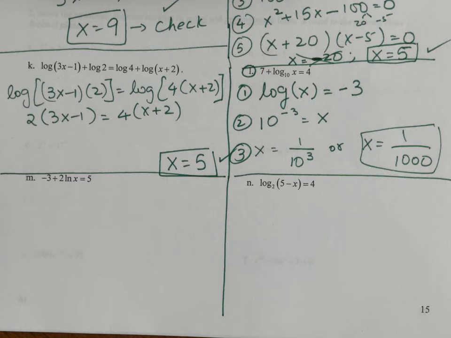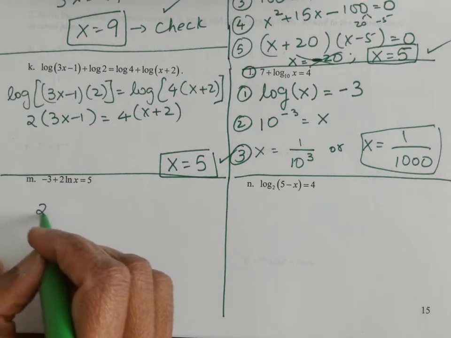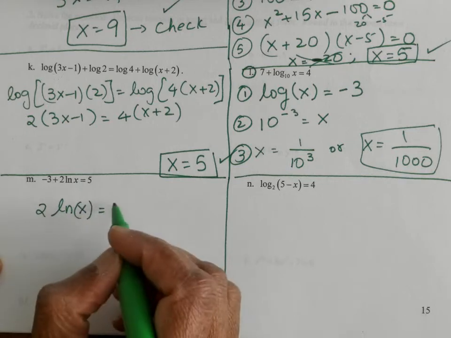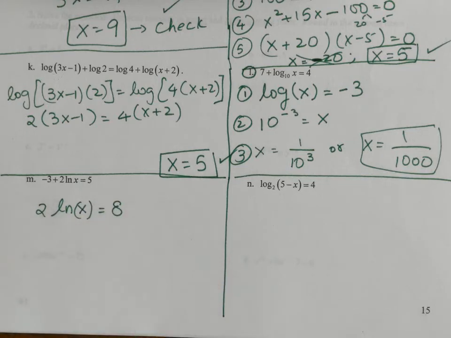Alright, we'll go on to M. M is sort of similar to L. Any questions on L? Can I go to M? Okay. So M is sort of similar to L in the sense that the term that contains the x has a constant hanging around, so you want to move the constant to the other side and then try to convert it into an exponent. So step number 1 will be 2 ln of x equals 8, because plus 3 on that side.